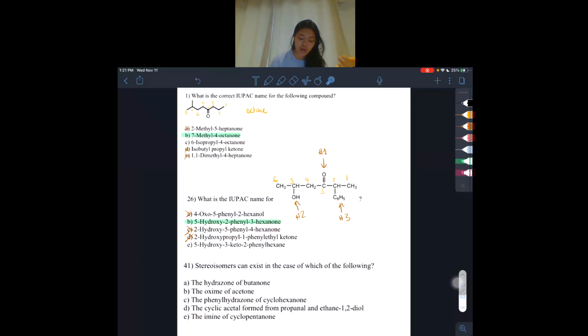But then remember, we would want our numbers to have the lowest number of substituents. So if you look between C and B, this one has 2, 5, 4 versus B that has 5, 2, 3. So because of this difference, we are going to choose B over C. I hope that makes sense.